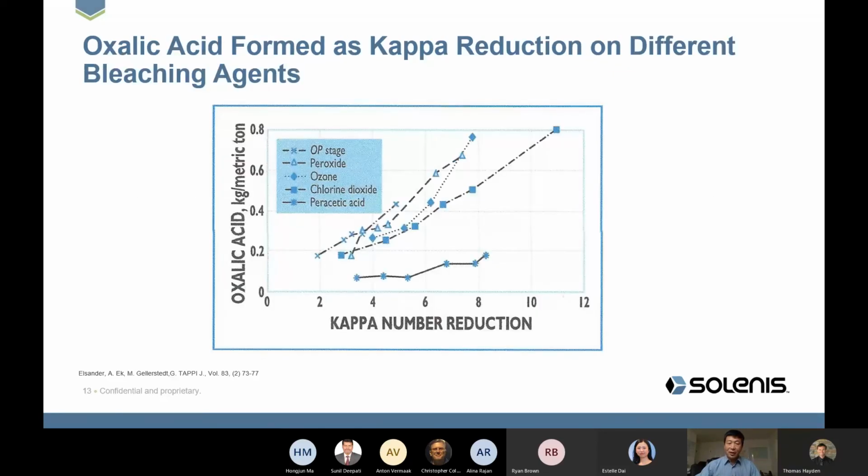This is a study people did to show the kappa number reduction is going to increase oxalic acid. I just want to mention the bottom one. This is peracetic acid. Basically, it's going to oxidize the oxalic acid further to carbon dioxide. That's why it's not really going up, it just levels off here.